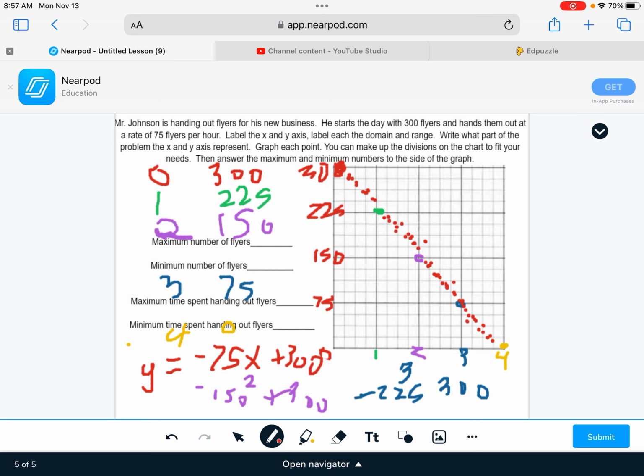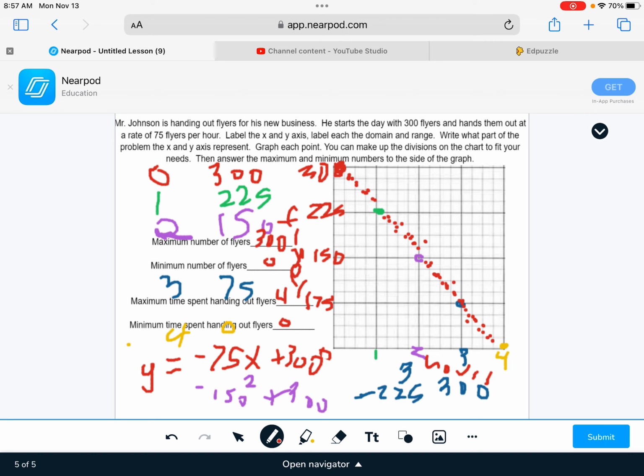Okay? Once again, the bottom talks about the hours. The left side talks about the flyers that he has. The maximum number of flyers he can ever have is 300. The minimum is 0 because he does have the potential to have them all passed out. The maximum amount of time he can spend passing out flyers at this rate is 4 hours. The minimum amount of time is 0 because if he doesn't pass out any flyers and no time has passed, it is still a measurable thing. And that's what we can talk about on this graph.